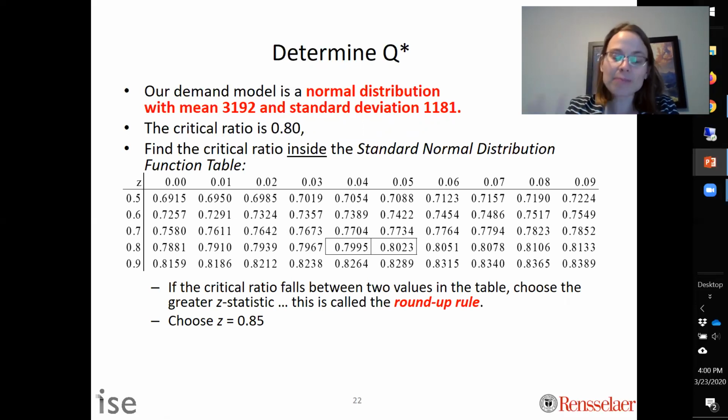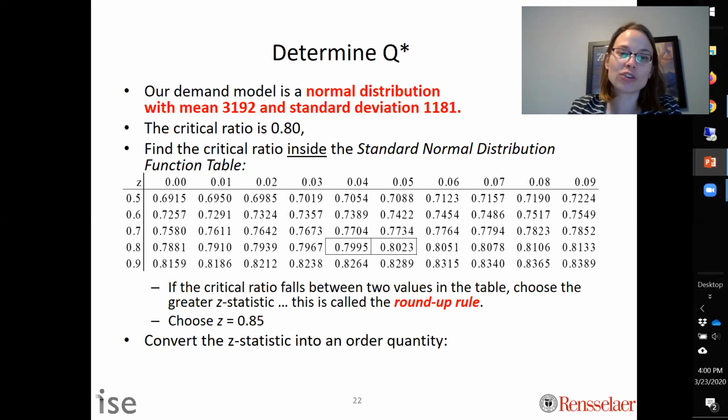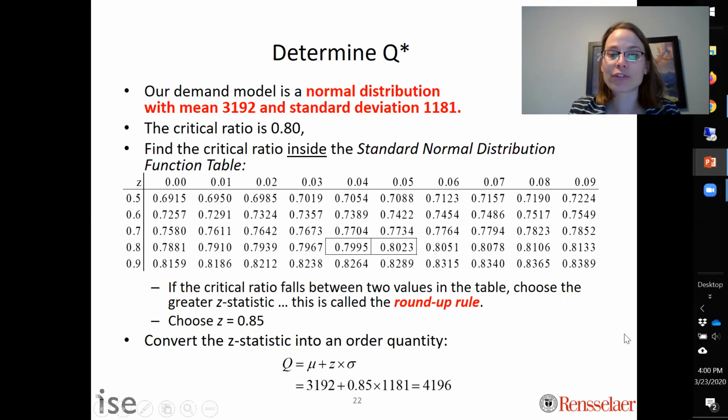Now again, because we have a normal distribution, we can use the Z statistic to convert from the standard normal table, which has a mean of 0 and standard deviation of 1, to the normal distribution we have, which has a mean of 3,192 and a standard deviation of 1181. So for this example, we should order 4,196 wetsuits before the season. And if we do that, we will maximize expected profits.